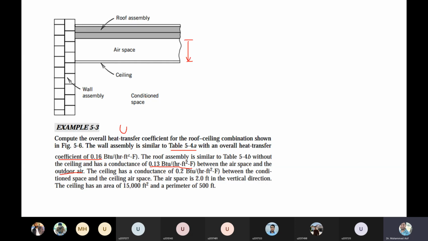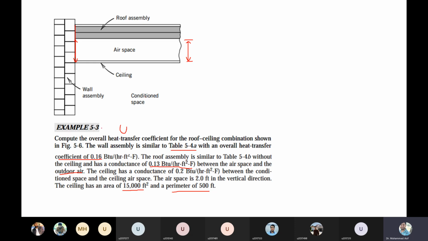So there is no problem calculating. Even the value of the conductance is already given. The ceiling has an area of this much, so the area of the ceiling is also given, and the perimeter is also given. Let's say this height is also given, which is 2 feet. What you need to do is calculate the overall heat transfer coefficient.